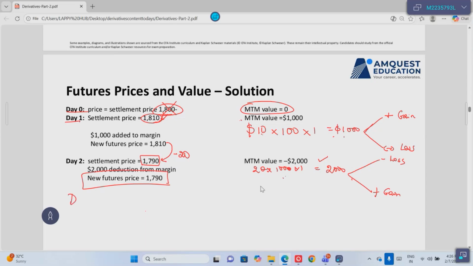Now on day 3, whatever is the price, I will compare the price to 1,790. I will not compare it to the original contracted price. So you notice that in futures, when you're seeing the pricing, the original price is effectively discarded, and every time you're marking to market to the new market price. And this will continue to day 3, day 4, day 5, and so on. Clear? Okay, so this is called mark to market. Very important. It happens only in the world of futures. Any questions?